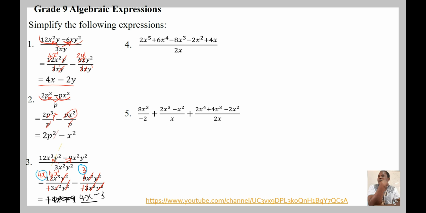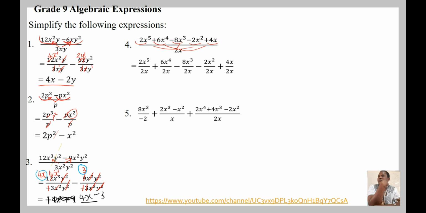Now, if you look at my numerator for question number 4, I have 1, 2, 3, 4, 5 terms. This 2x here is going to divide into all of them one by one. So my expression is now separated to indicate that division.